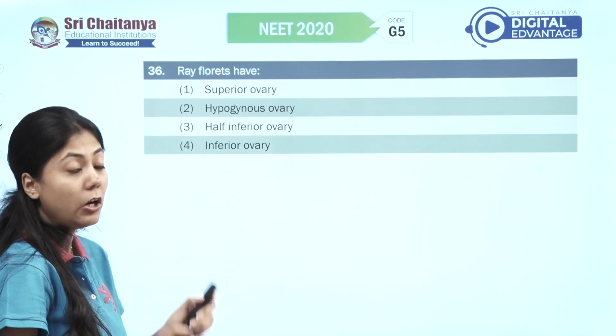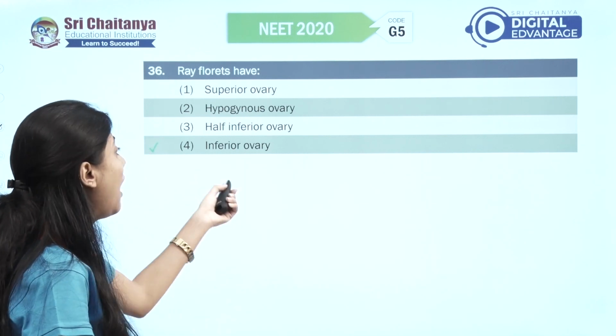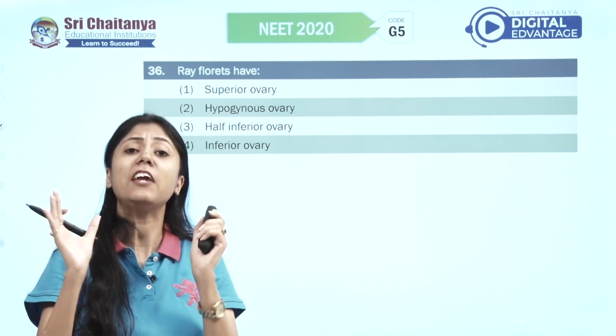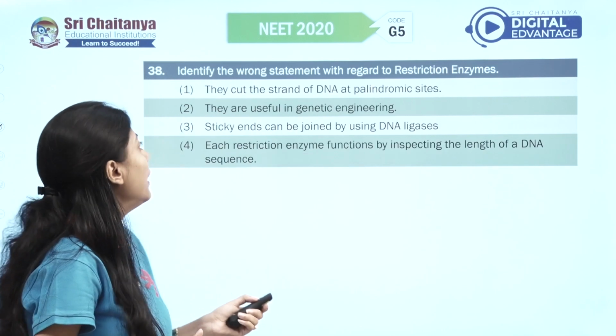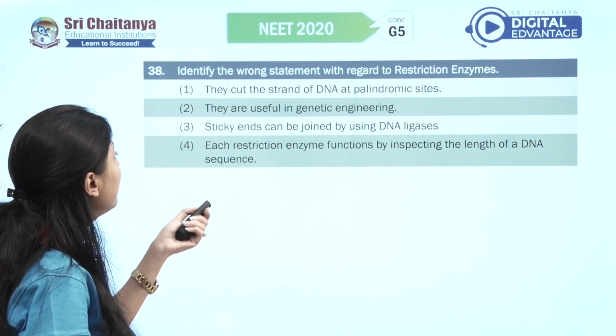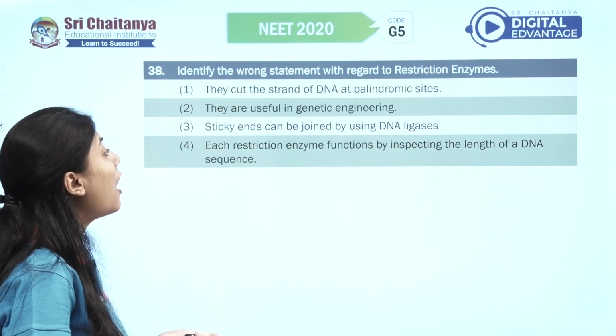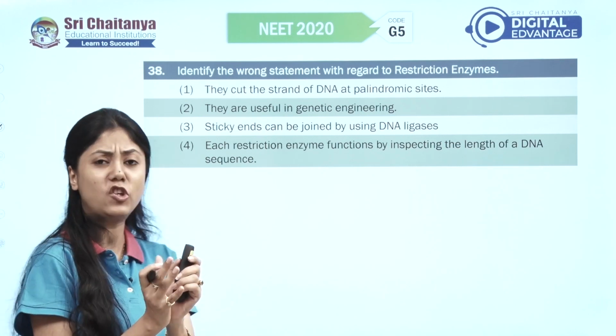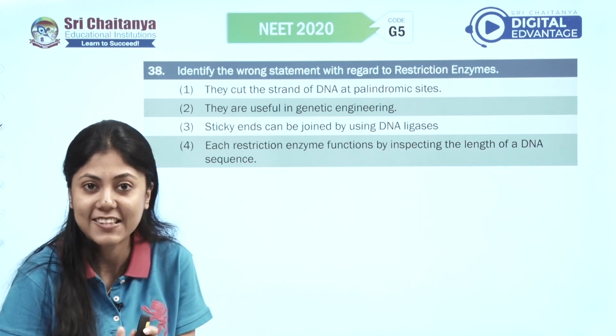Ray florets. Ray florets, students, they have an inferior ovary. This is again a very, very direct question. Next, let's move on. Identify the wrong statement with regard to restriction enzymes. Now, this question is a bit dicey.